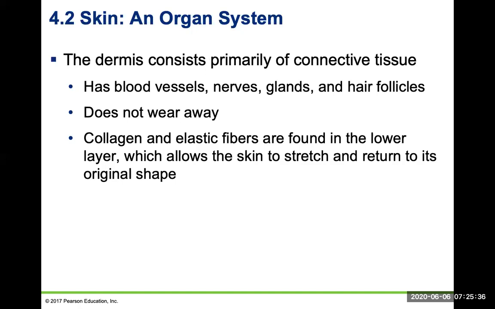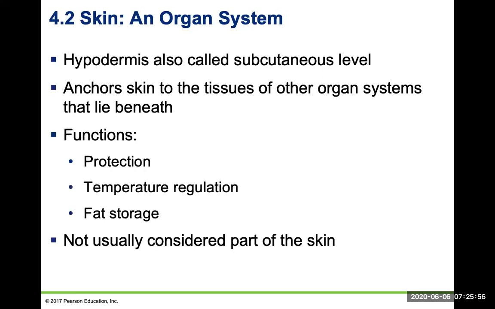The dermis then consists primarily of connective tissue where your blood vessels, nerves, glands, and hair follicles are located. It does not wear away, and it has collagen and elastic fibers found in the lower layer. They just help to allow your skin to stretch and return to its original shape. And the hypodermis is also called your subcutaneous layer. It anchors the skin to the tissues of other organ systems beneath it, and it functions in protection, temperature regulation, and fat storage. It's not usually considered a part of the skin, but this is also known as your fatty layer, the hypodermis.